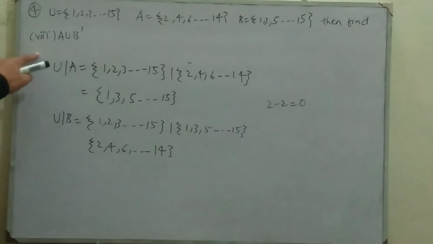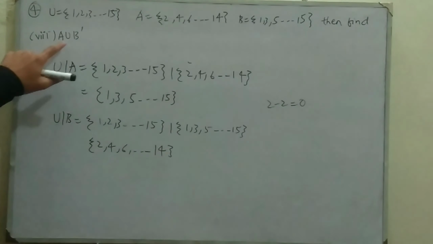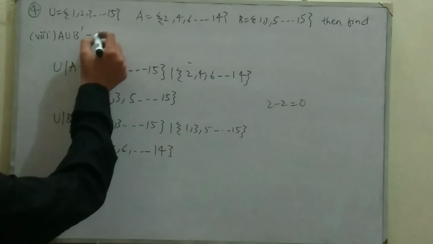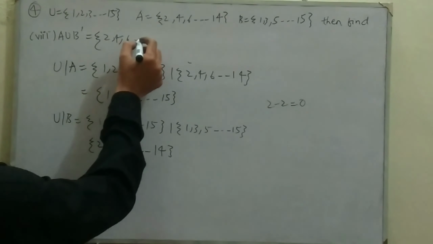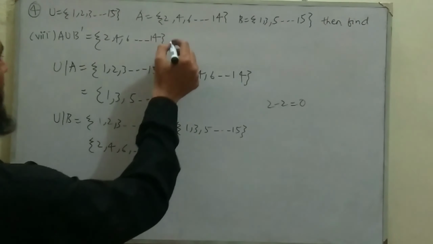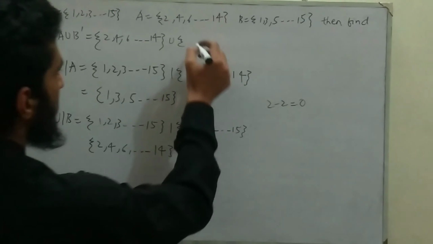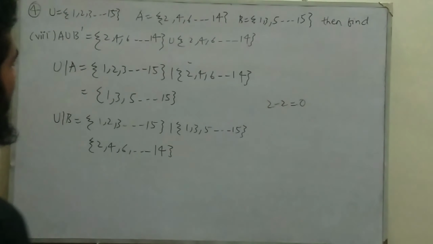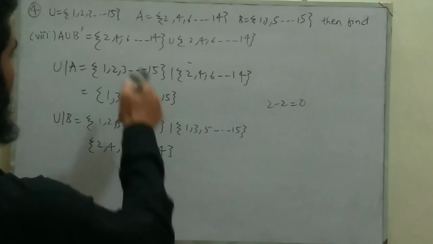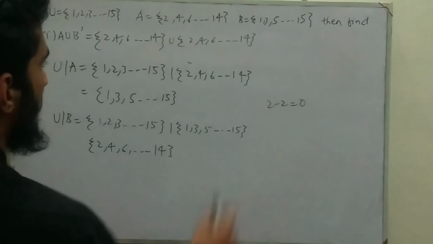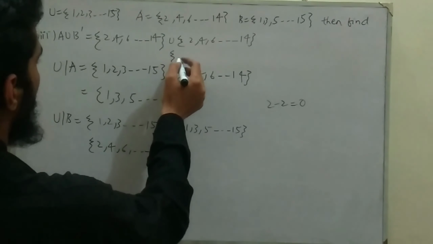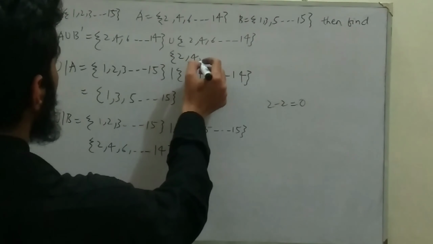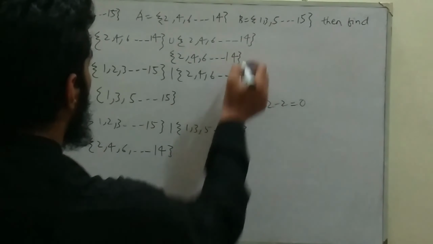Now the eighth and last part of question number 4, and this is the last question of exercise number 5.1, with which the exercise will be completed. It tells us to find A union B complement. Our A set is 2, 4, 6 up to 14, and here is the union sign, and our B complement is 2, 4, 6 up to 14. Union will be all those elements which are included in both of these sets. So this is 2, 4, 6 to 14, and this is 2, 4, 6 to 14. These are the common elements. That's why our result will be 2, 4, 6 up to 14. So this is the required answer.